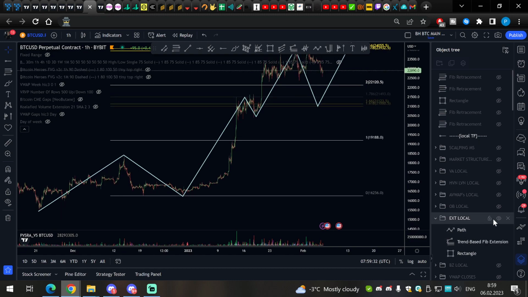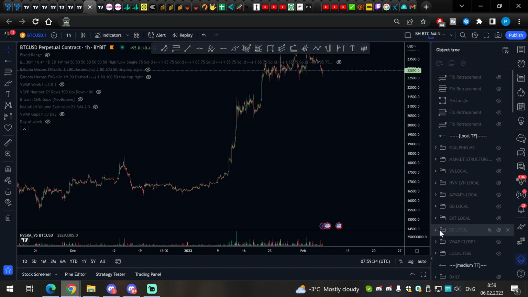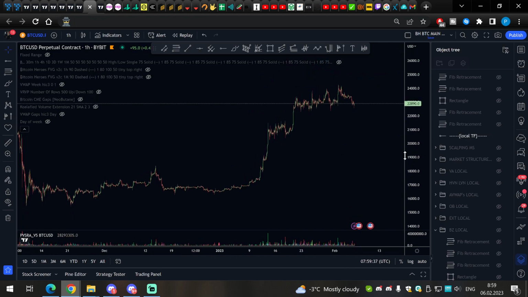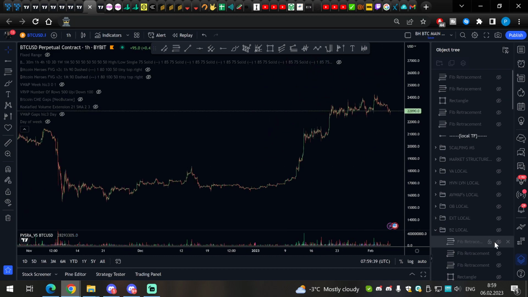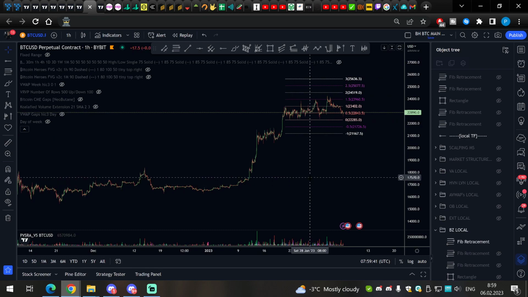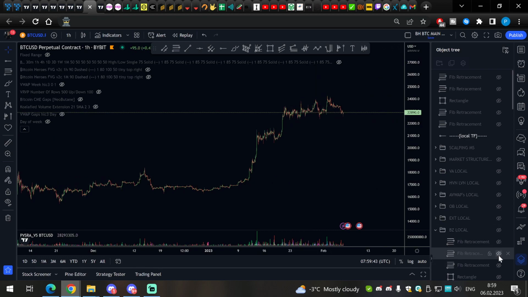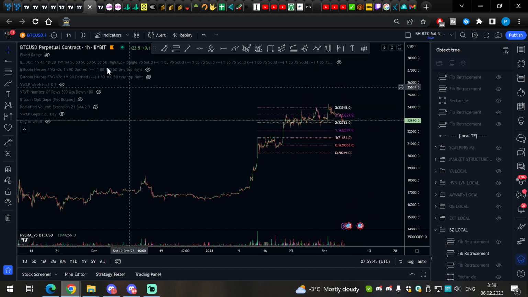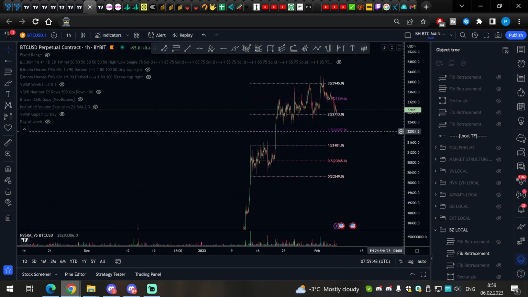So the market is watching this extension, and then we have the balance zones, which are giving us clean targets for the liquidity and targets in our range. Let me show you the key ones. Yes, this one was great.